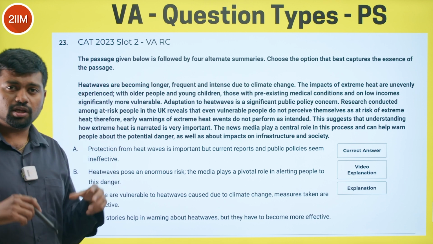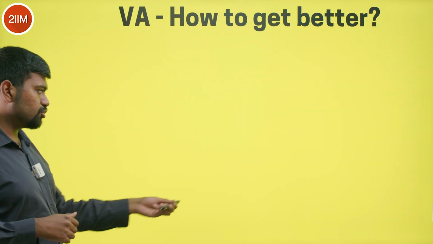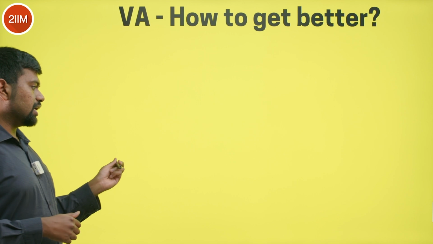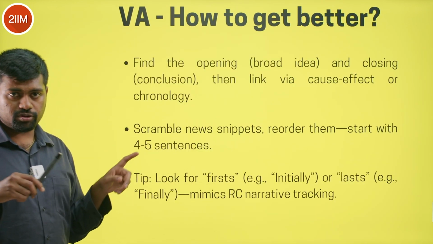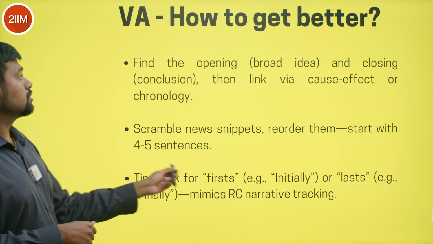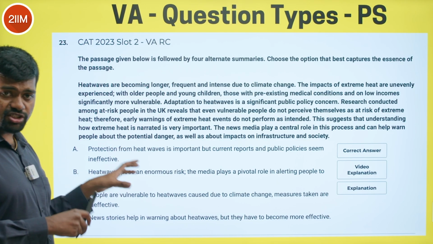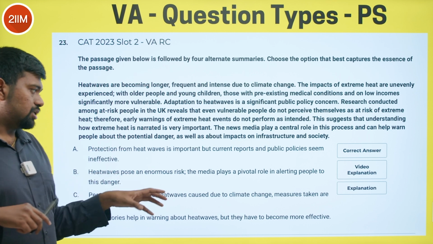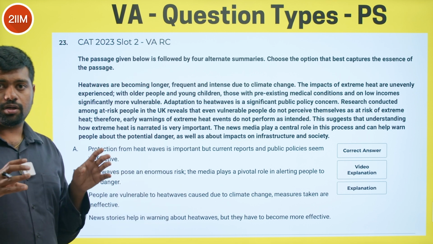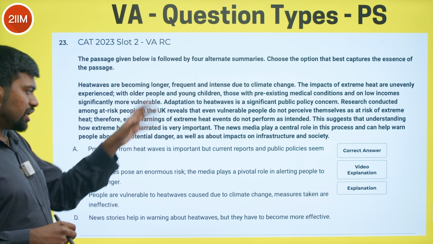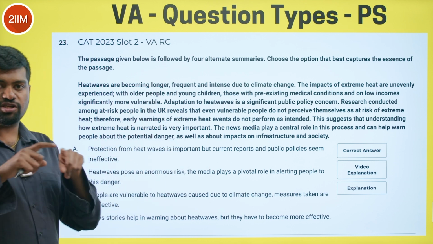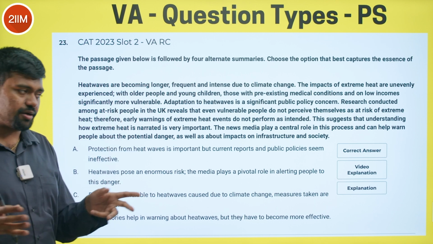Be very careful. The skill set is the same. You have to extract the main idea and you have to choose the best option. Mind you, the answer may not be perfect. The options given may not have, none of them might have the perfect main idea, but you have to eliminate and go for the one which does the best job of encapsulating the main idea.